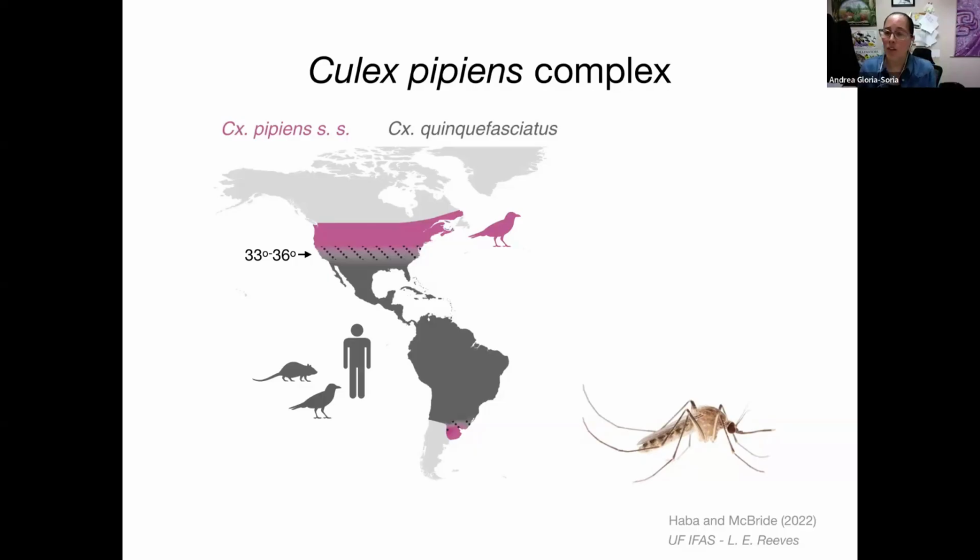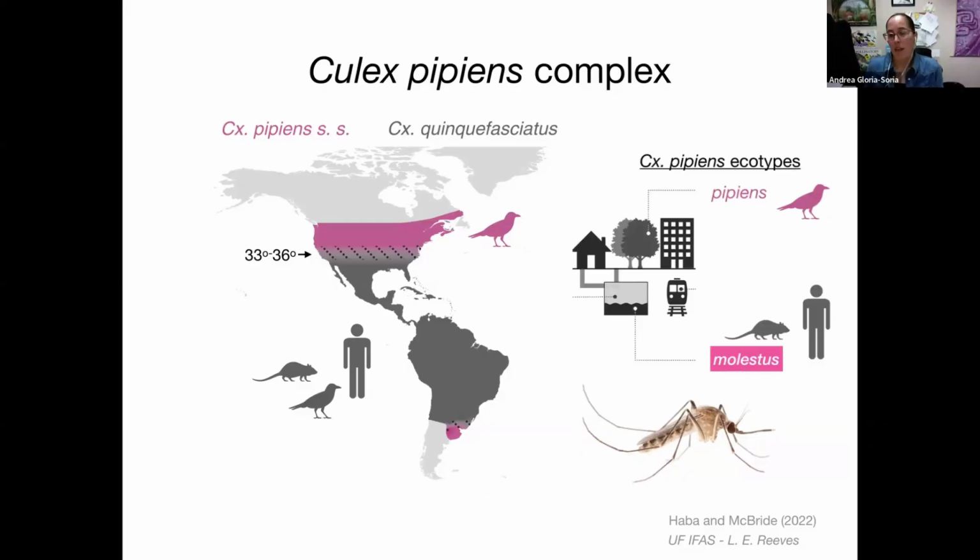The distribution of these two species overlaps in the United States, approximately between the 33 and the 36 degree latitude north. And in this overlapping zone, hybrids can occur.